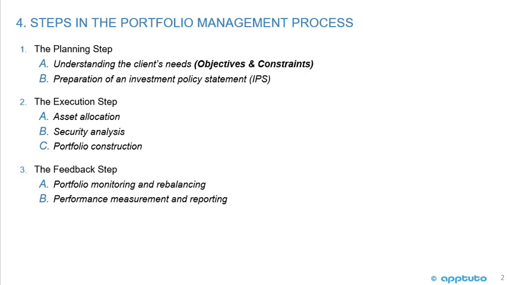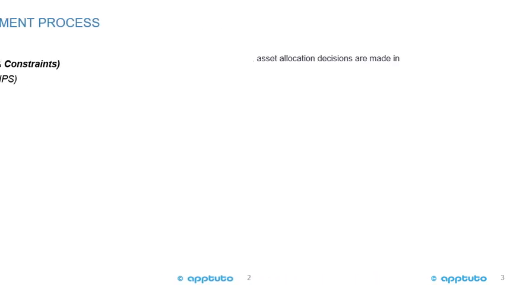Under the execution step, the first step is asset allocation, followed by security analysis, and finally the portfolio construction. In the feedback step, we monitor the portfolio and we rebalance it, and it's also followed by performance measurement and reporting back to the investment client.